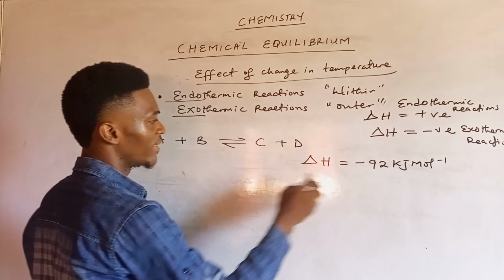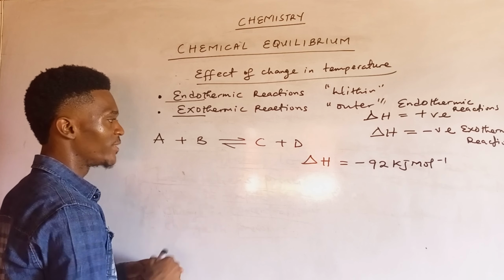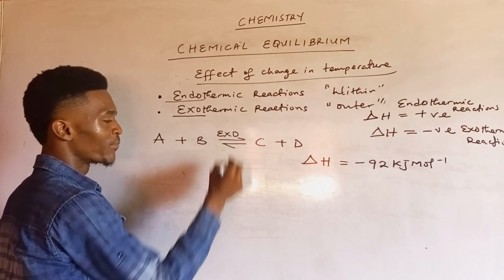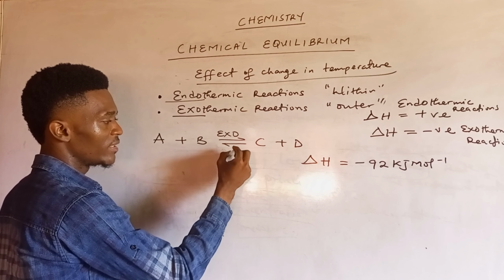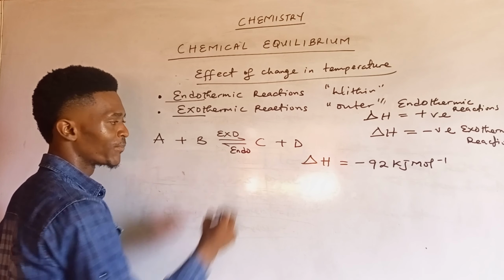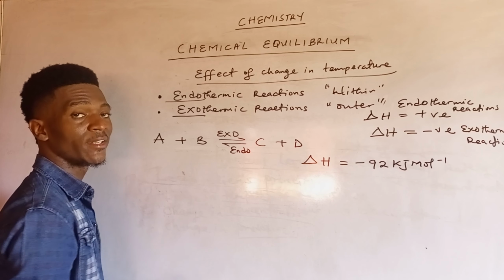Since it is negative, then it implies that the forward reaction of this reaction is actually what? Exothermic. So this is exothermic. Why? Because of the negative value. Then while the backward reaction of this reaction is endothermic automatically. So it means that when you are having the forward to be exo, then the backward should be endo.